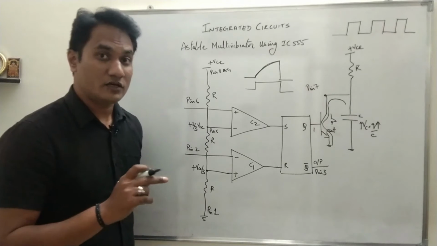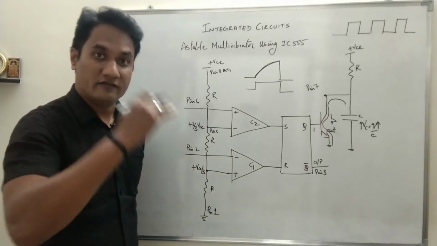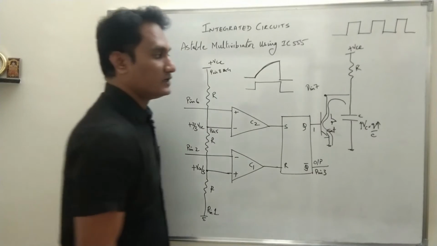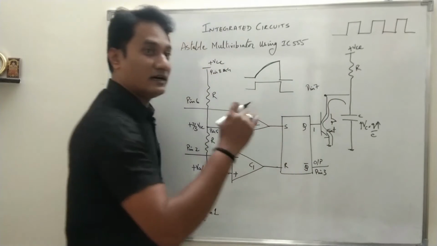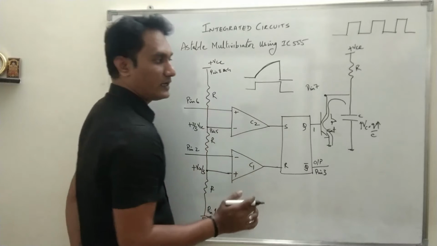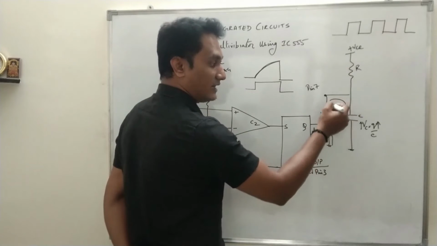But in astable, you don't have to give a trigger, right? The output should by default change from 0 to 1 or 1 to 0. Okay, so there should be a charging time and there should be a discharging time. See, what happens is, while the capacitor is being discharged, there is no resistance in that path.